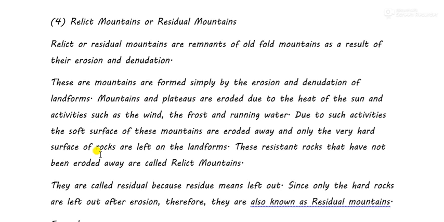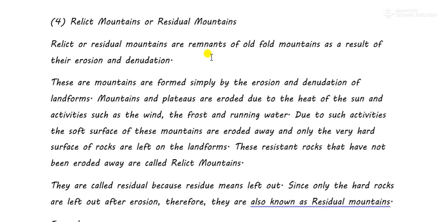Due to such activities, the soft surface is eroded away and only the very hard surface of rocks is left on the landforms. The factors which affect the fold mountains only erode away the soft surface. However, the leftover, the remnants, are the hardest part of rocks, which the wind, the heat and the running water were unable to erode.